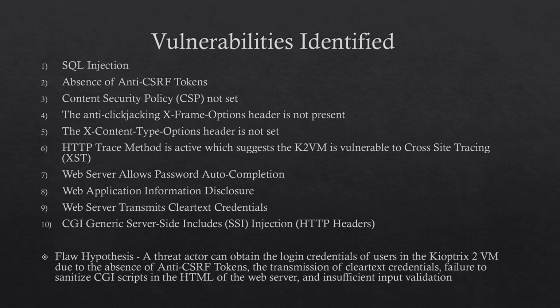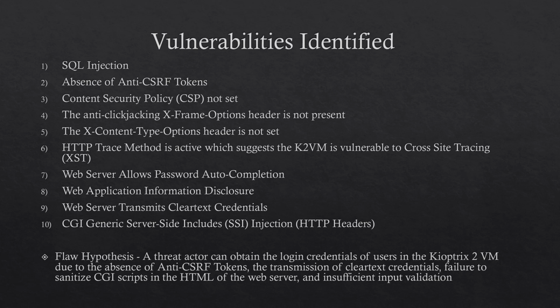The web application discloses information due to a malformed request. So one of the web applications hosted on the Kioptrix 2 web server discloses the physical path to its directories when a malformed request is sent to it.